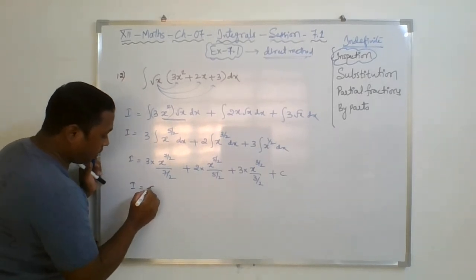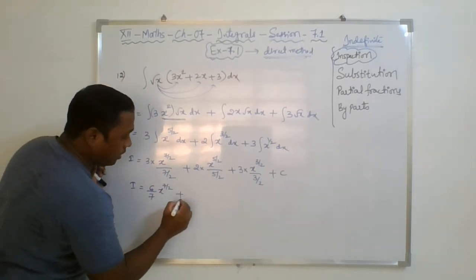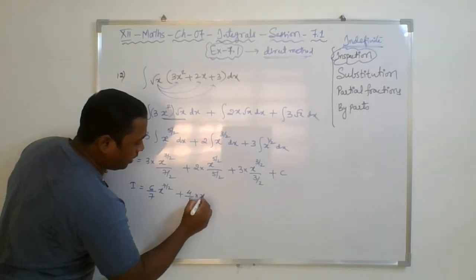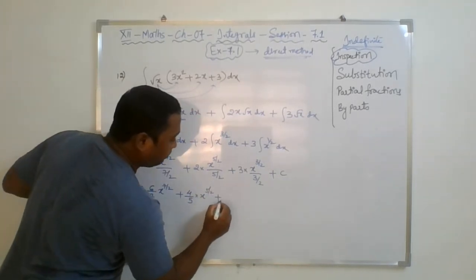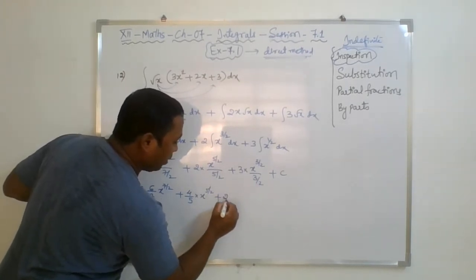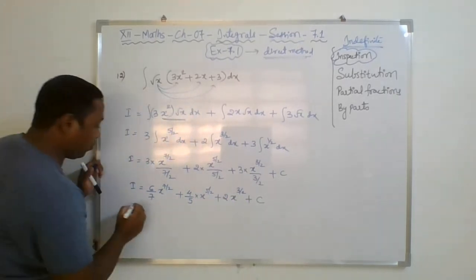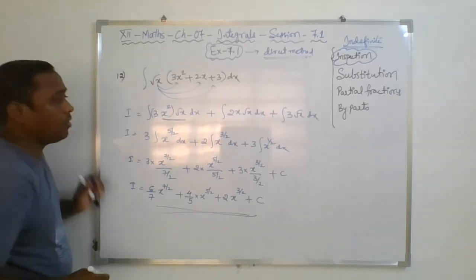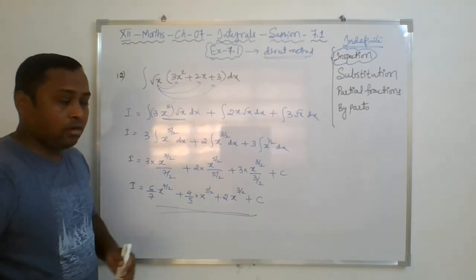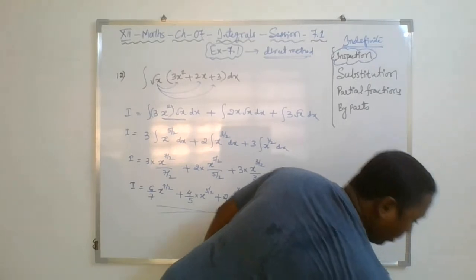So the answer is here 6 upon 7 x to the power of 7 by 2, and if you reverse that one, 4 upon 5 x to the power of 5 by 2, and here you can also cancel 3, and it will be 2 times x to the power of 3 by 2 plus c. So this is the integral answer. I think it is so simple. So in this manner you can proceed. Now just to understand more, again I am taking a few more questions where you can do like this.